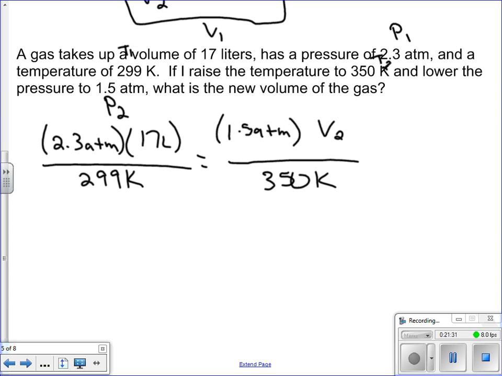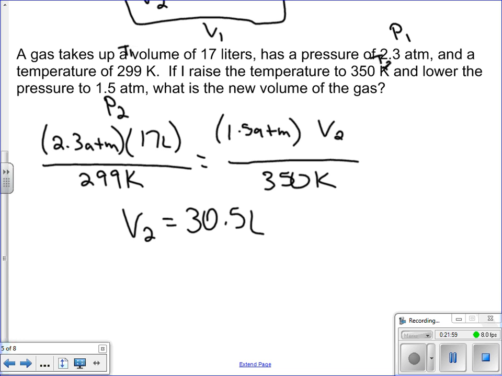You're going to end up multiplying 2.3 times 17 times 350 and get an answer. Multiply 299 times 1.5 and get an answer. And divide the two values. So V2 should equal 30.5 liters. So really on all of these problems, they're just plug and chug. I give you numbers for every single variable except for one. You do the algebra and solve for the last one.